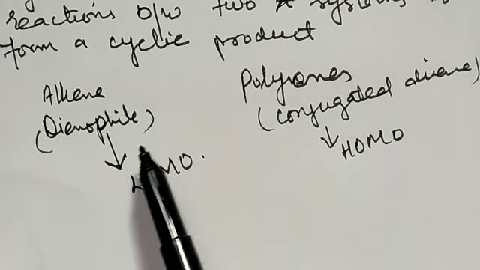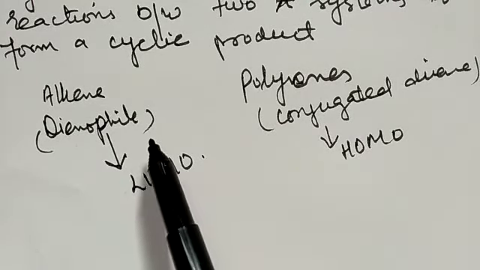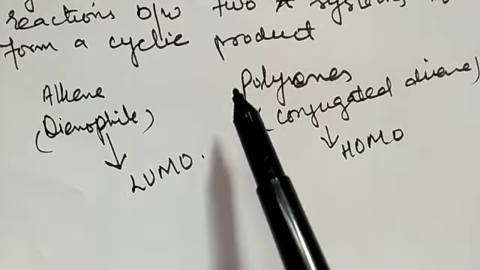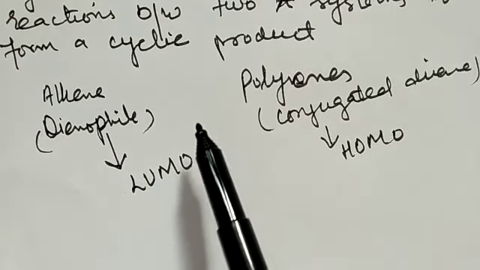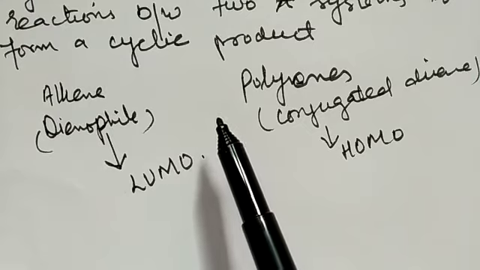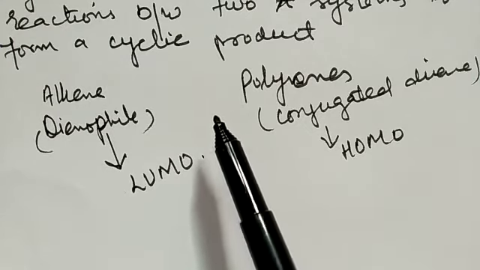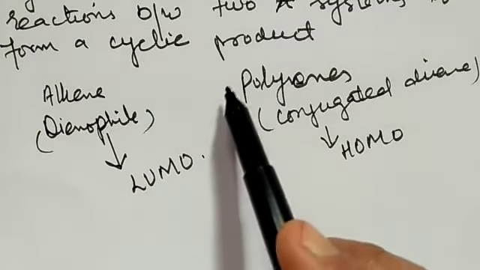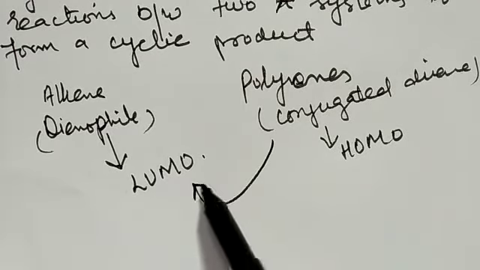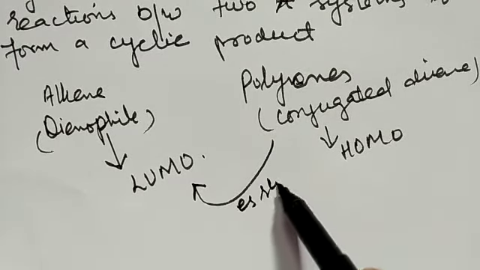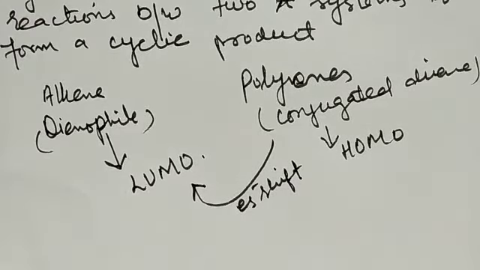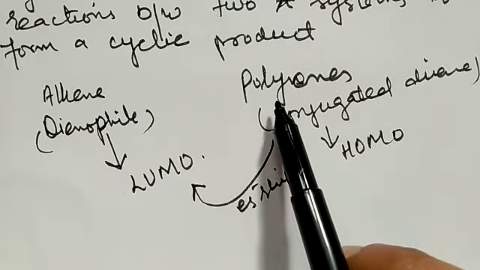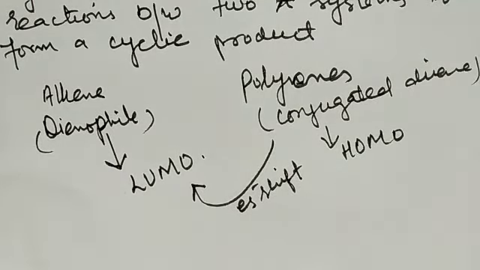Dienophiles are electron deficient like electrophiles, so a shift of electrons takes place from diene to dienophile, right? I once again repeat, dienophiles are electron deficient like electrophiles, so a shift of electrons takes place from diene to dienophile.